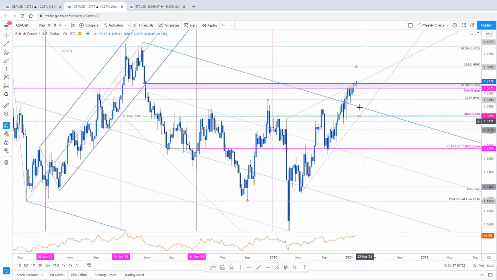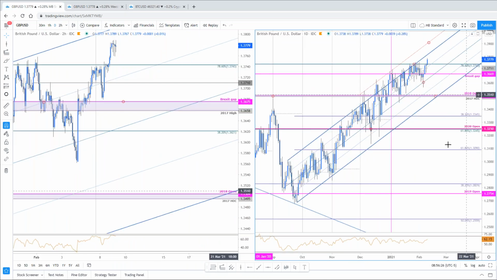It's been pent up. Price has just been really, really struggling to get through this. If we mark a daily close above, again, I think that's the breakout.